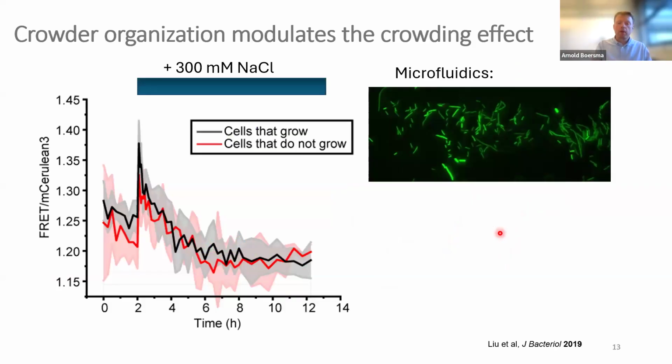For example, when you take E. coli cells, which we immobilized in microfluidics, so we could follow single cells in time, what we saw was, when we increased the osmolarity by flowing in 300 millimolar of sodium chloride, that we first saw the expected, after 2 hours, the expected increase in macromolecular crowding.